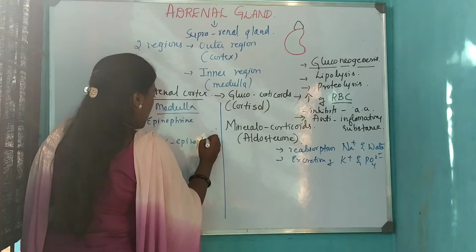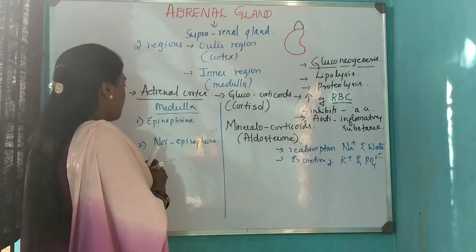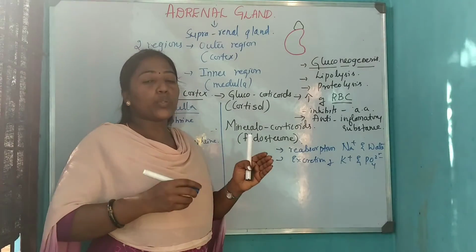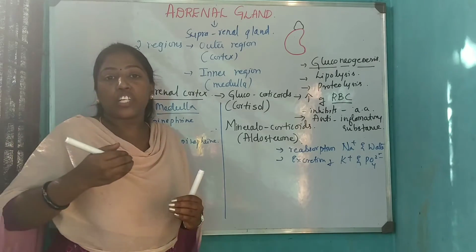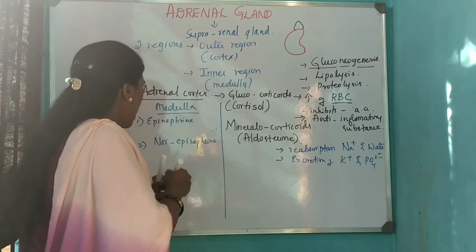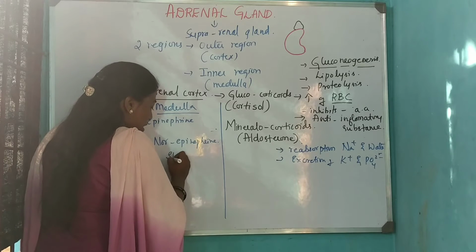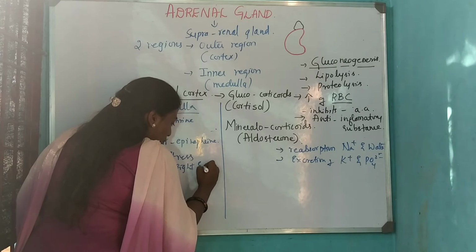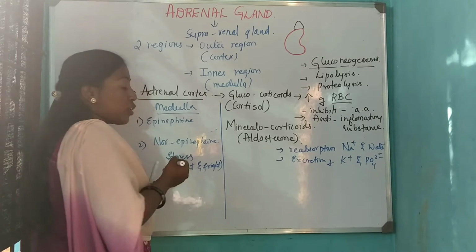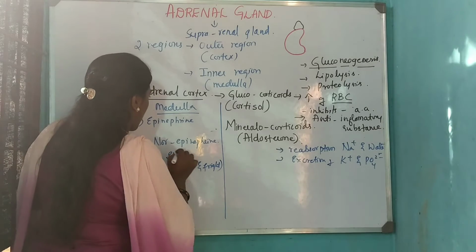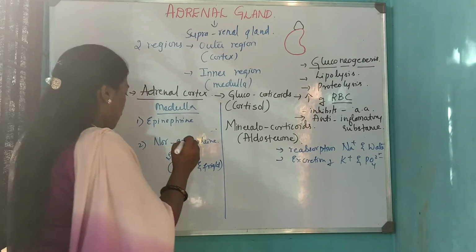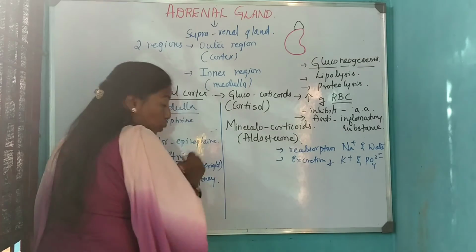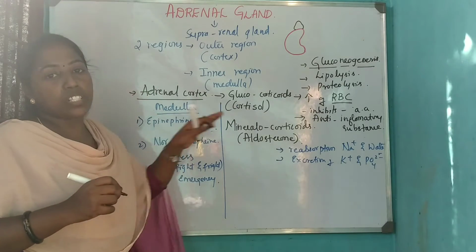Epinephrine and norepinephrine. These hormones are produced only during stressful conditions like the condition of fight and fright. And even during emergency conditions, you can see the production of epinephrine and norepinephrine. Hence, they are commonly called emergency hormones.